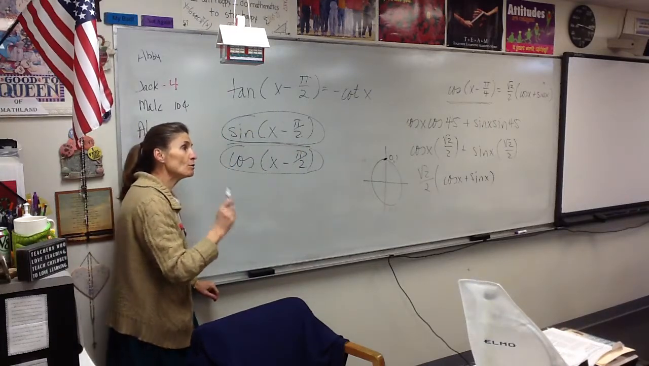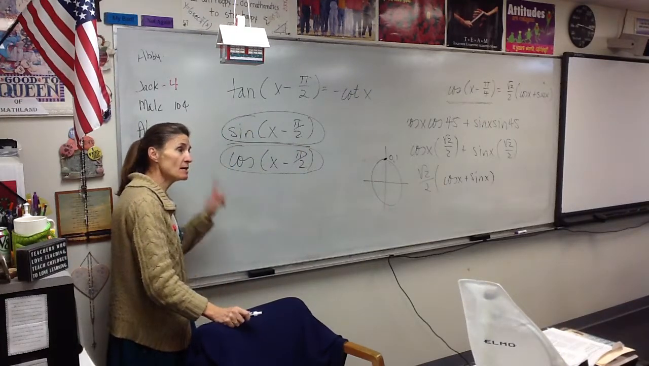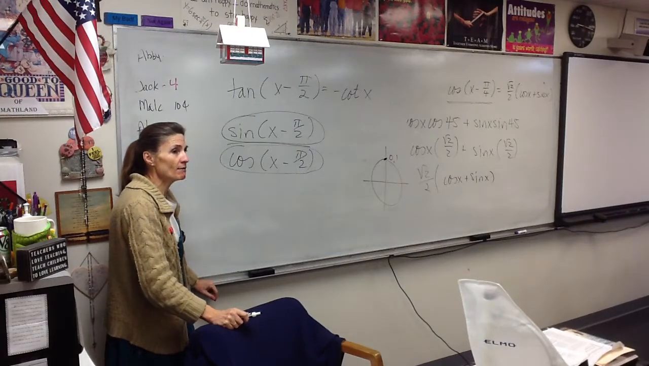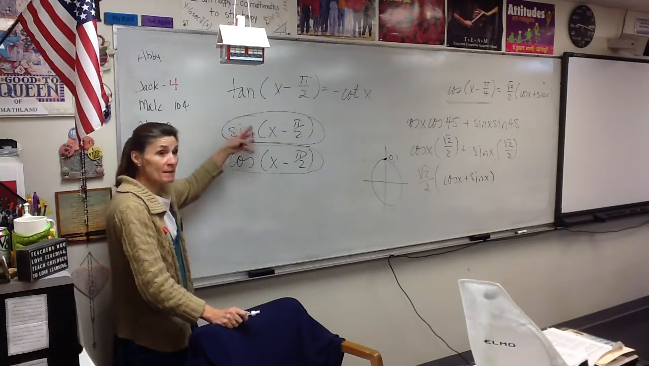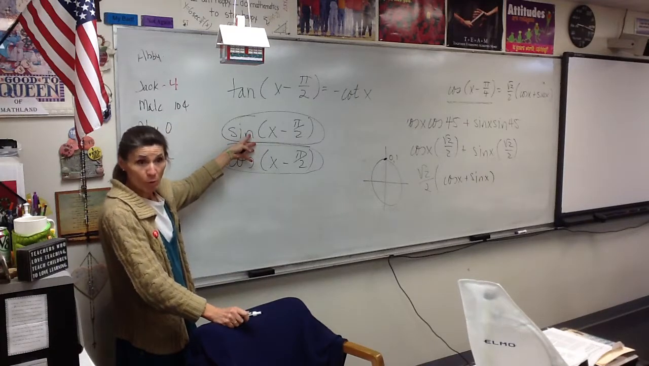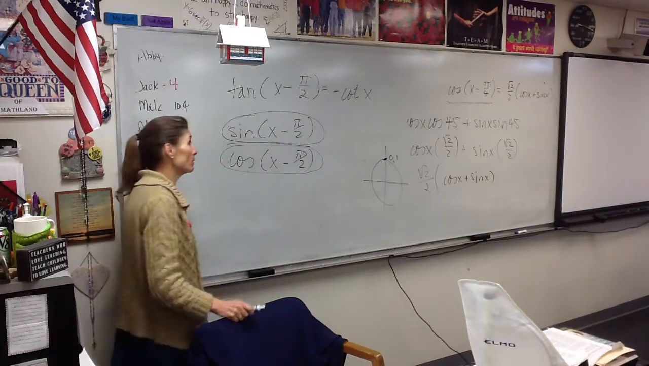And I have a formula for this, right? Now, what's beautiful about the sine and the cosine? Think about it. Are they ever undefined? Do the sine and cosine have asymptotes? Are they ever undefined? No. So we are going to be able to do this problem. It's going to be more work, but we're going to be able to do it.